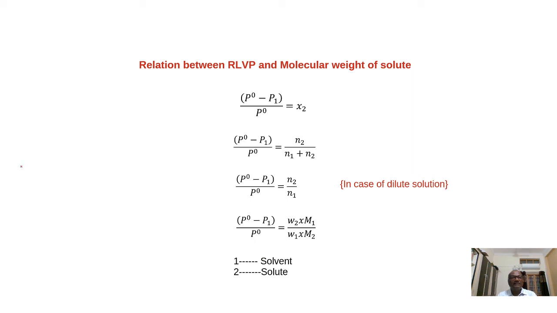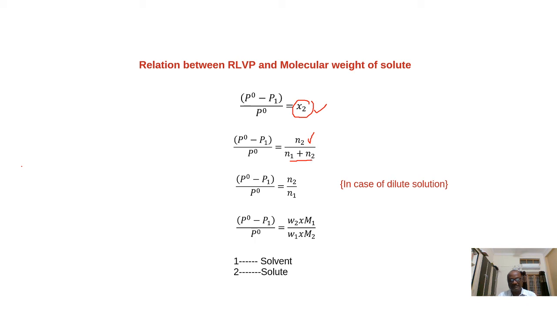According to Raoult's law, as we have just seen, (P naught minus P1) divided by P naught is equal to X2. You remember, P naught is the vapor pressure of pure solvent, P1 is the vapor pressure of solution, and X2 is the mole fraction of solute. What is the mole fraction of solute? It is the ratio between the number of moles of solute and the total number of moles present in that solution.